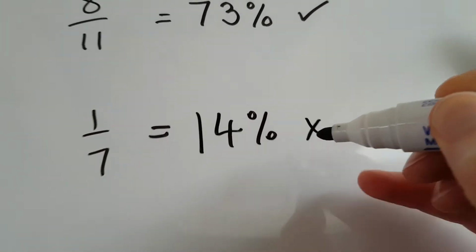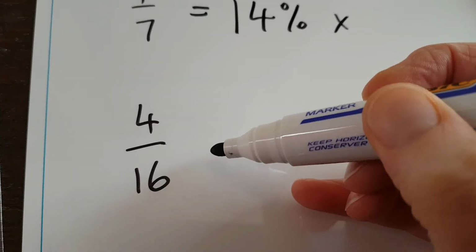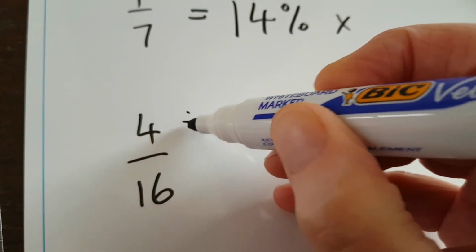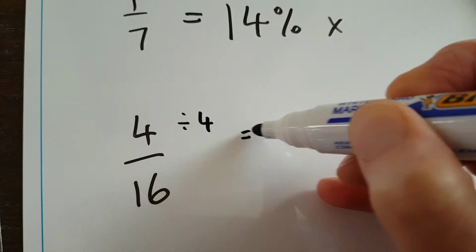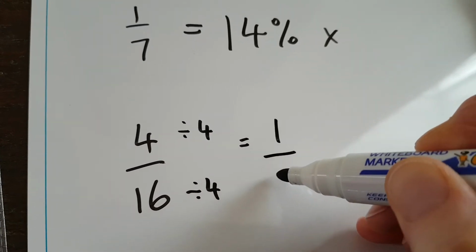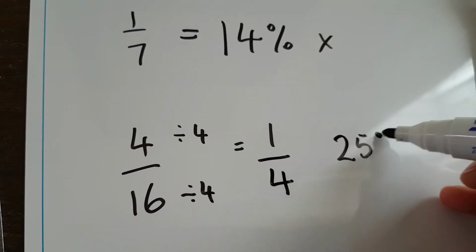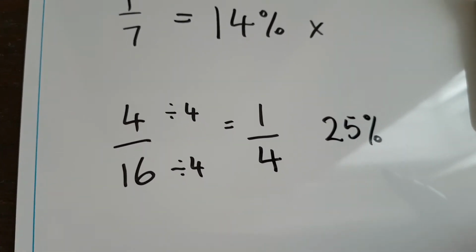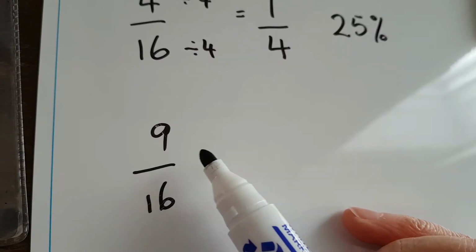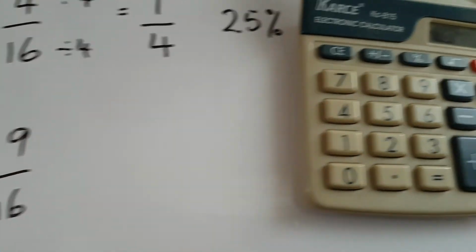No good. What if I chose 4/16? Well, even without working out on a calculator, 4 into 4 goes once, and 16 divided by 4 is 4. And I know a quarter is 25%. So there's really no use in working that one out. What I need is something that's more than 50%. 9/16. Well, 8/16 would be 50%. So I'm pretty sure this one is higher than 50%.